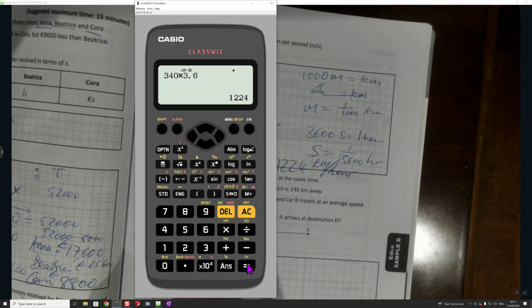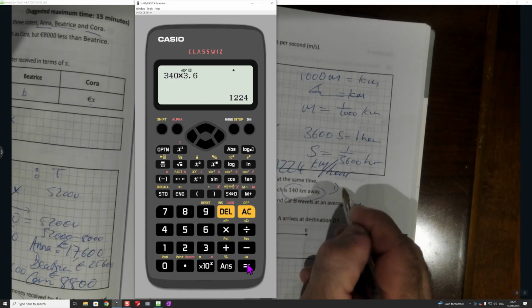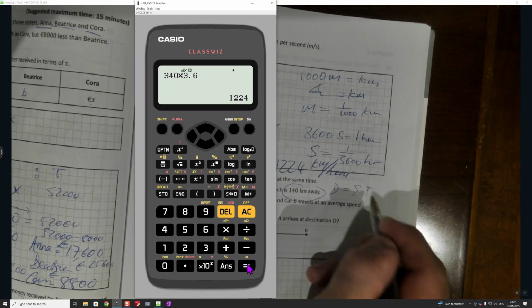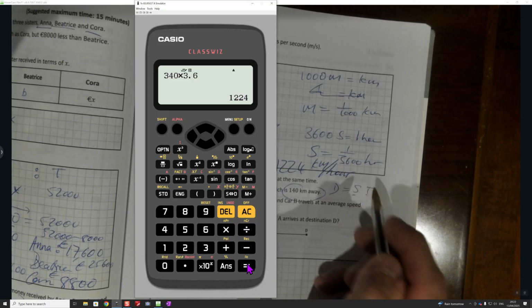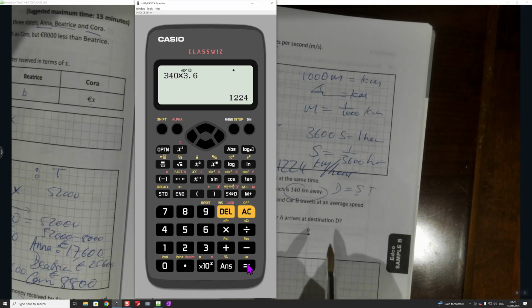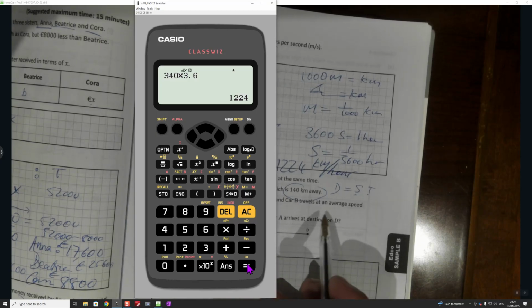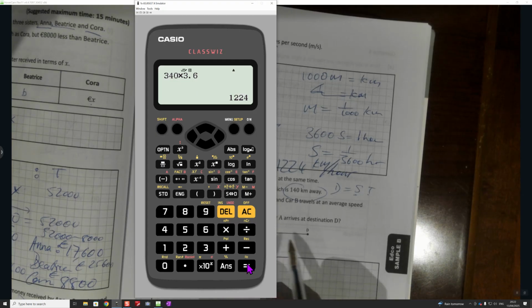Okay, car A and car B start off from the same point at the same time. They travel the same route to destination D, which is 140 kilometers away. Okay, that's a distance. Distance is equal to speed by time. These are inversely proportional. In other words, S1T1 for the first car is equal to S2T2 for the second car. Car A travels at an average speed of 100 kilometers per hour, and car B travels at 80 kilometers per hour. How far will car A have travelled by the time car B arrives at destination D?